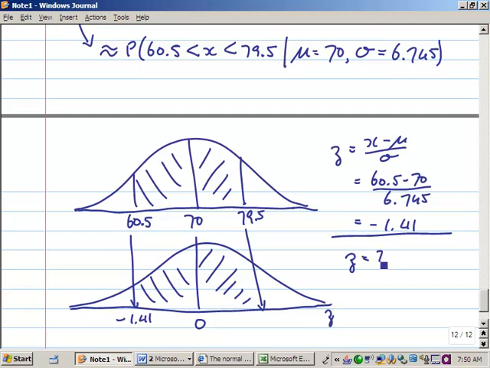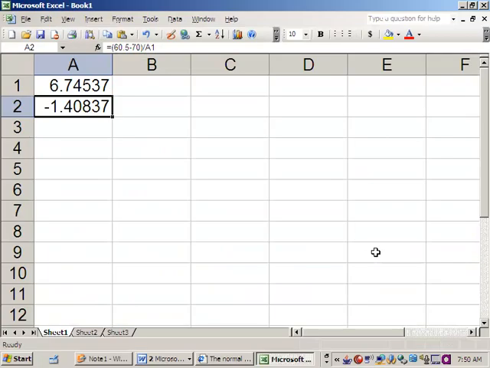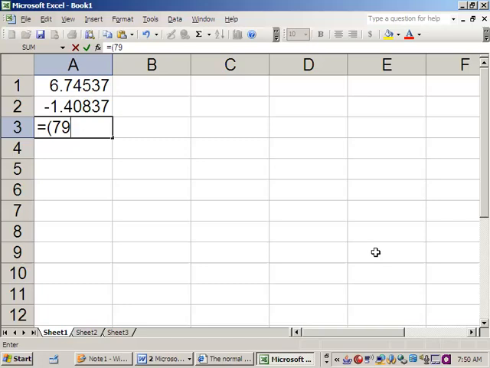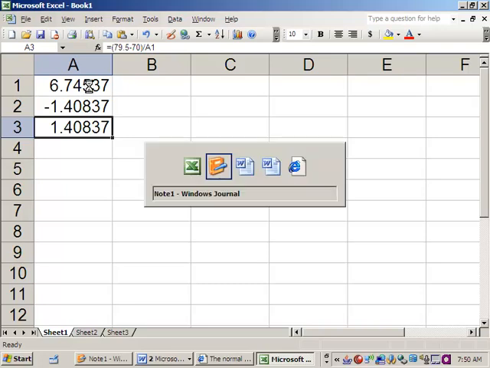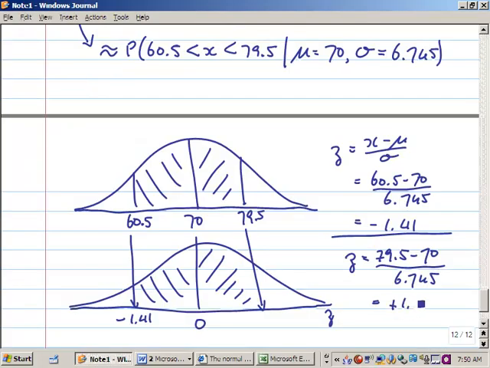And then I'll skip the formula. The upper limit will be the x of 79.5 minus the mean mu of 70 divided by the standard deviation. Alright, so 79.5 minus the mean 70 divided by the standard deviation, and the limits are symmetrical again. That's positive 1.41.